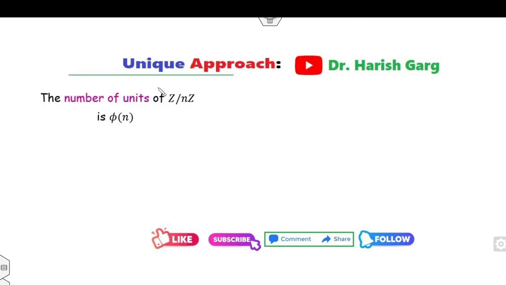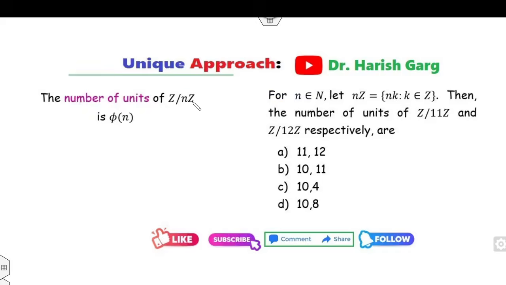How can you find the number of the units of Zn? Fine. That is phi of n. We already said how many prime ideals you can find. Fine. We already defined how many maximal ideals you can find. Now you can see how many units of the Zn. So again, the number of the units of Z11, number of the units of Z12. So phi of 11 is my 10. So first option is cancelled.